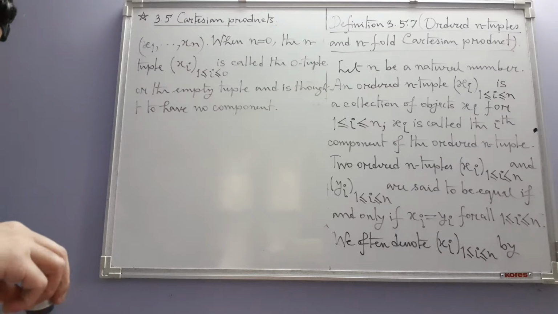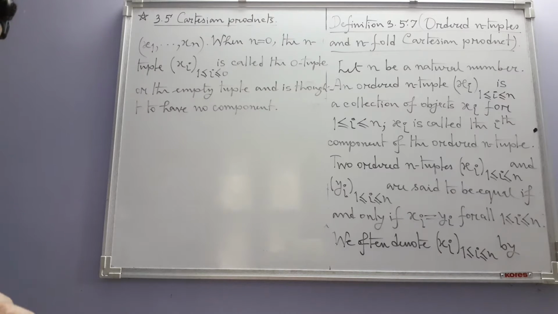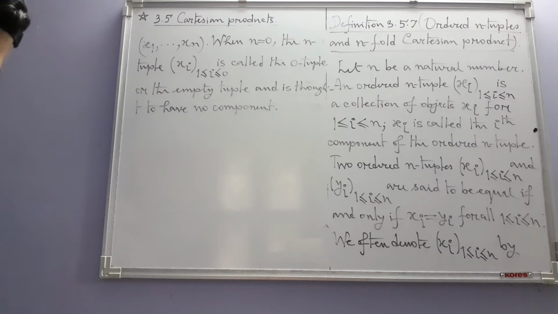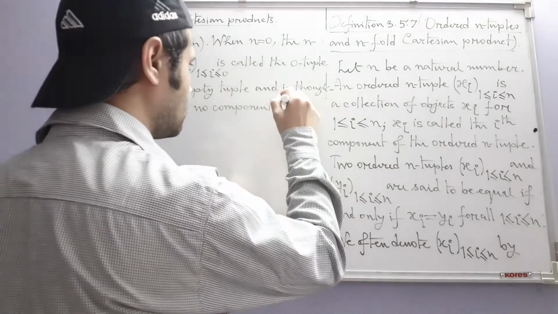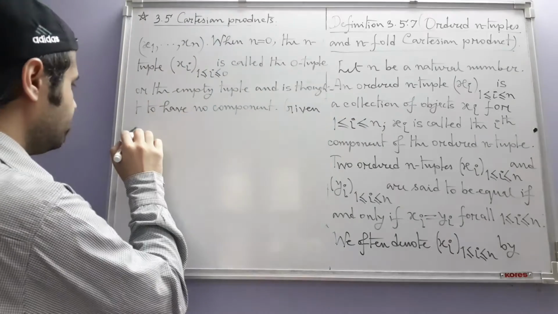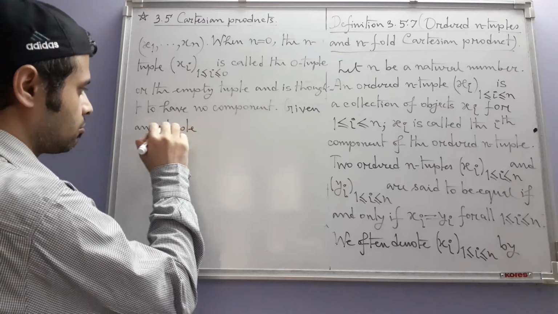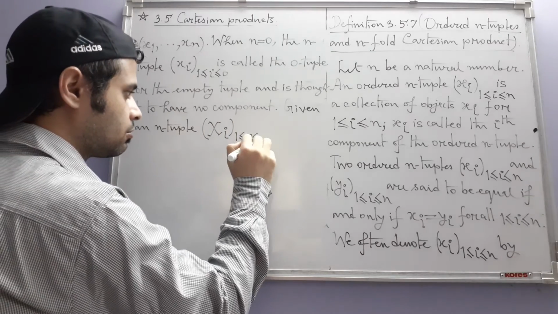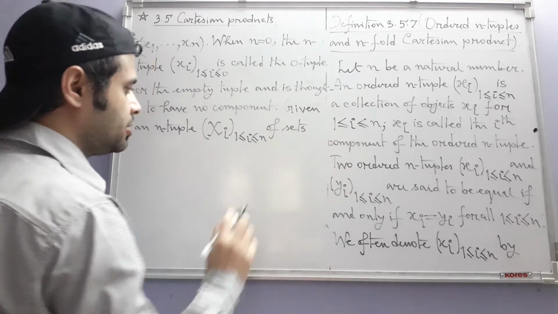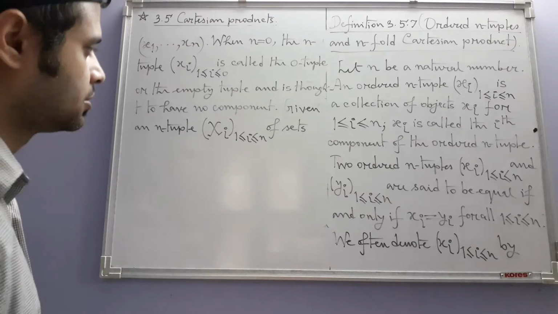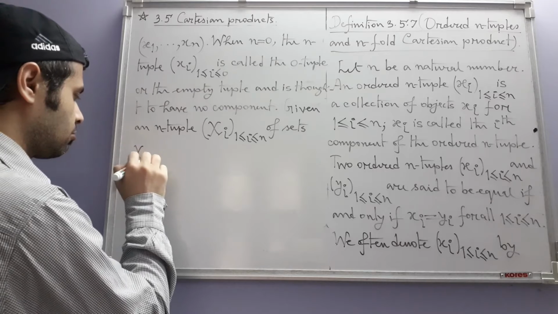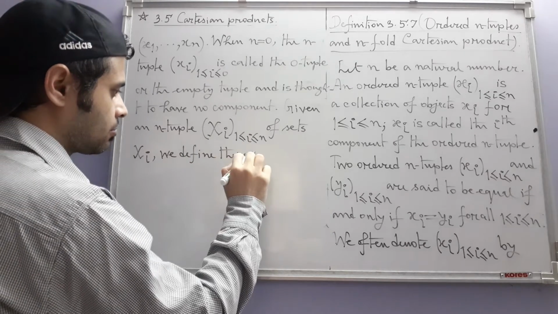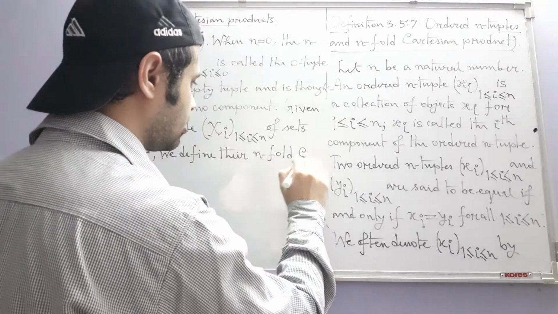Note that we have only defined an n-tuple. Now we have to define the n-fold Cartesian product. Given an n-tuple Xi of sets, now the objects or the components we have in this n-tuple are sets themselves, sets Xi. We define the n-fold Cartesian product.